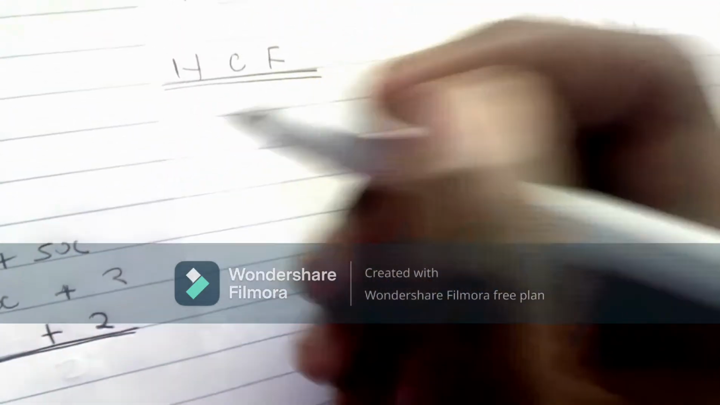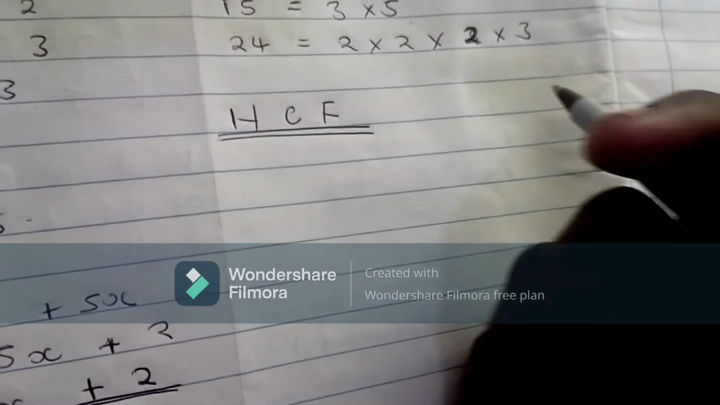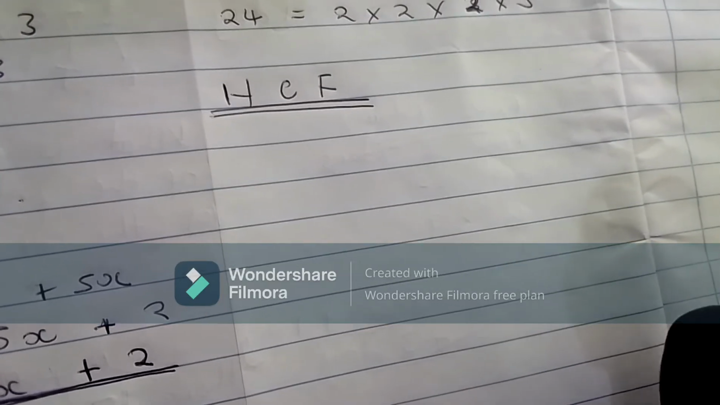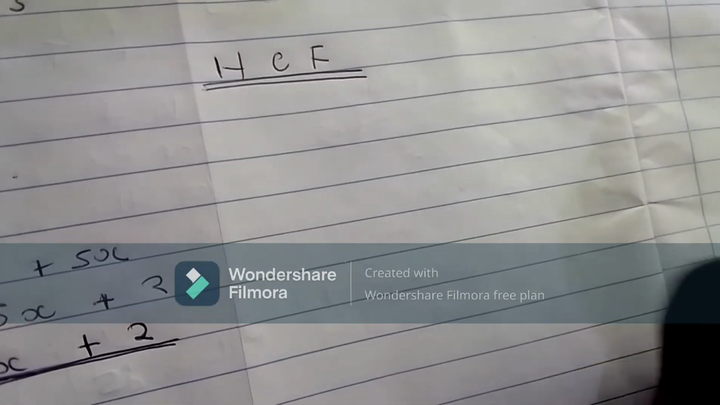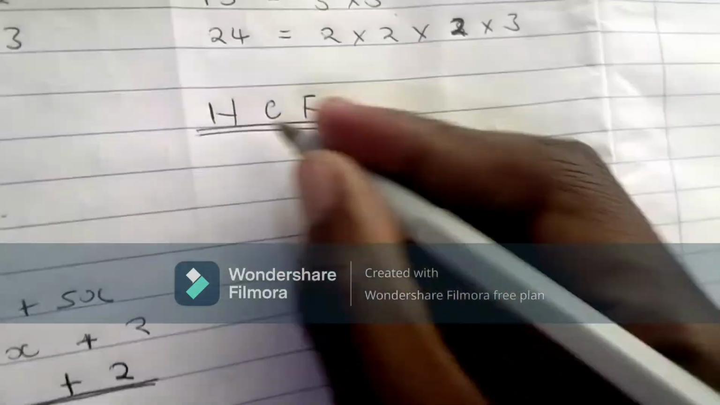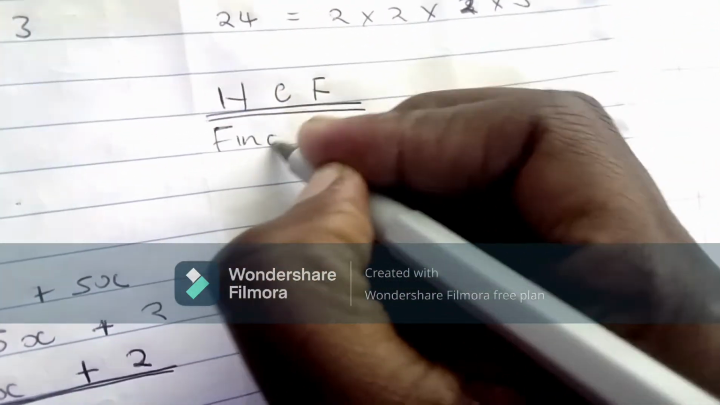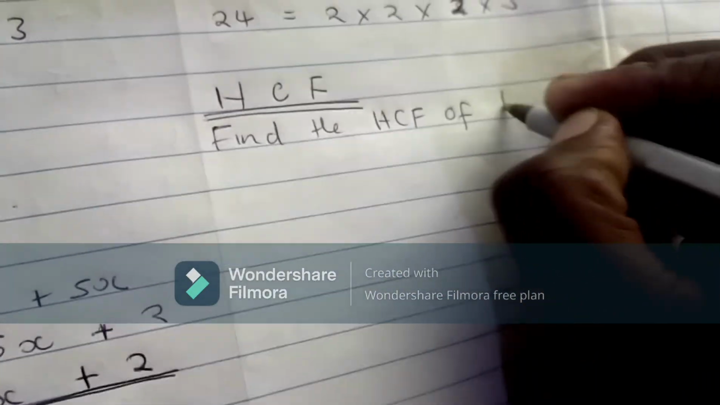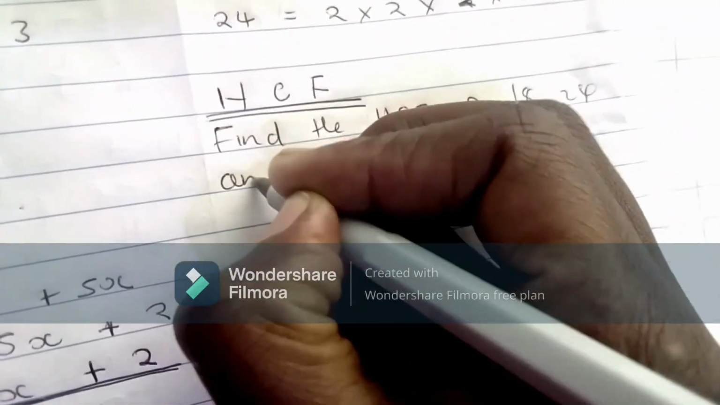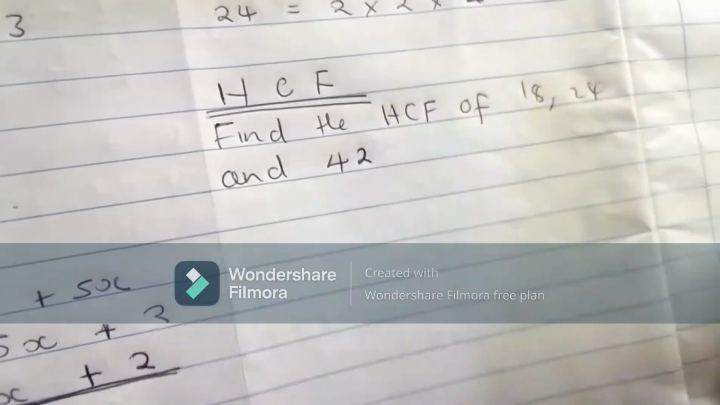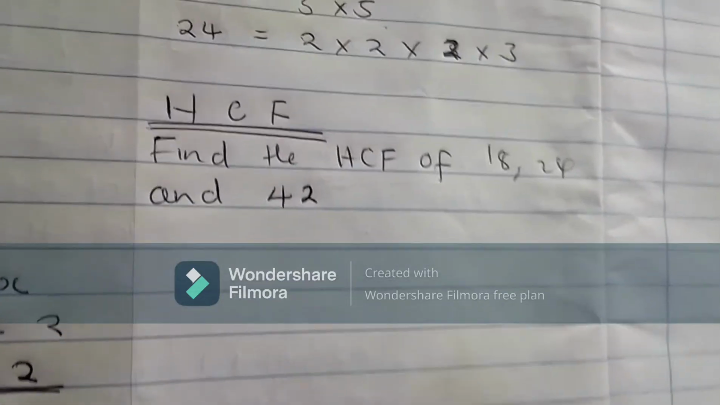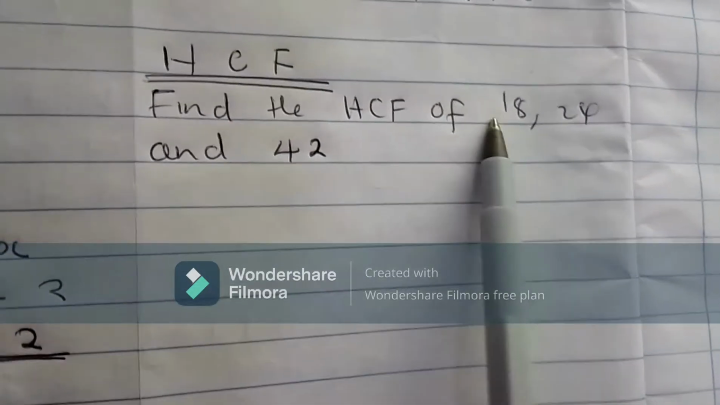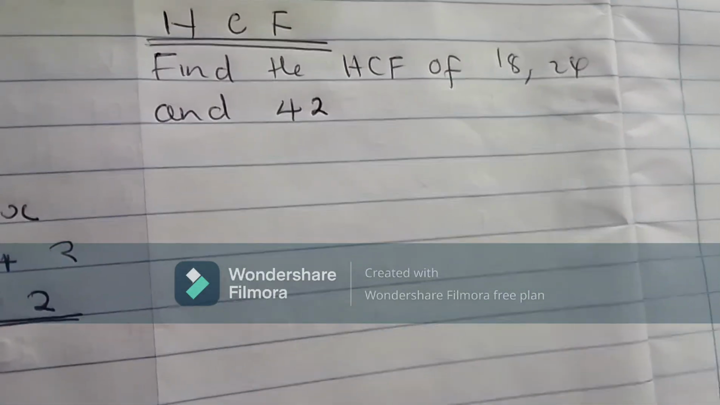HCF, or yeah. So the question that I've got reads out: find the HCF of 18, 24, and 42. Now this is just simple.